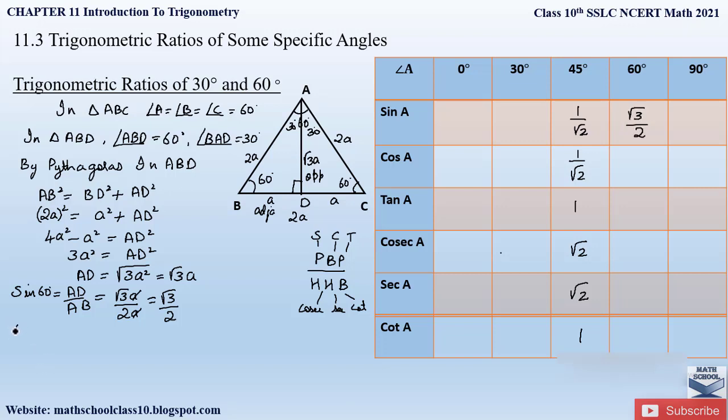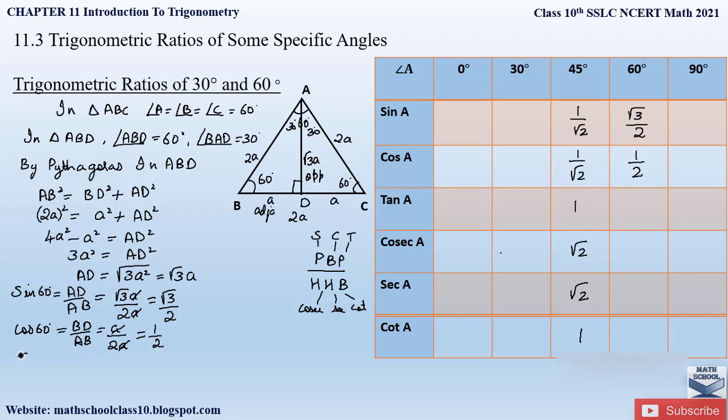Similarly, let us find out cos 60 value. The trigonometric ratio is base by hypotenuse. Here our base is BD and hypotenuse is AB. So BD is A and AB is 2A. So A and A will get cancelled and we will be left with 1 by 2. So our cos 60 is 1 by 2.